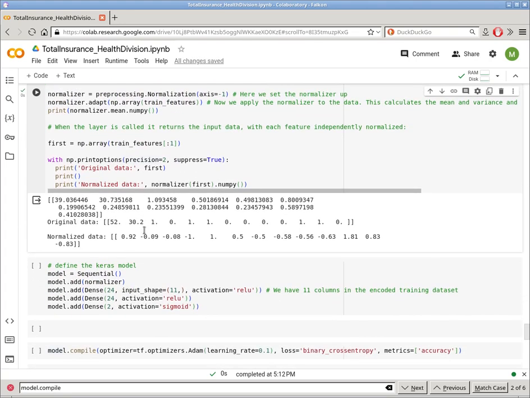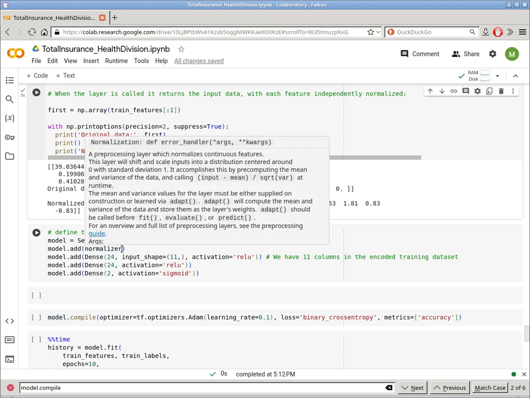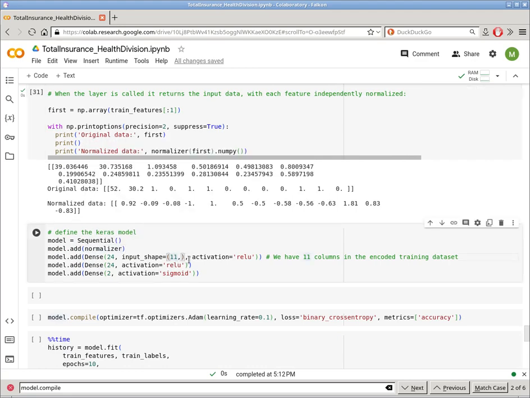Now we're going to define our model. So it's going to be sequential, one layer after the other. It has a normalizer. The input shape actually now has 13 features. Before it had 12. 11 was a bug because we subtracted one input feature, which was charges, and we added two input features, which were accepted and denied. All right, so this is now going to be 13.